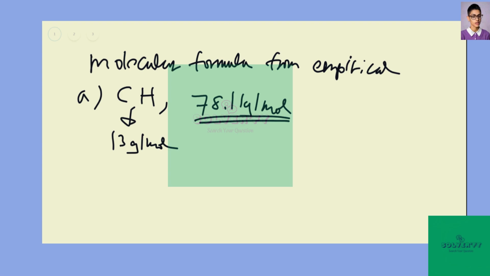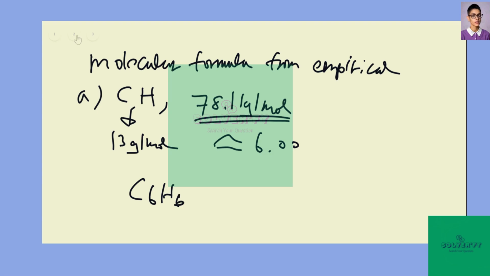So 70.11 divided by 13, we can find that it's roughly 6 times more. So the actual molecular formula will be C6H6.